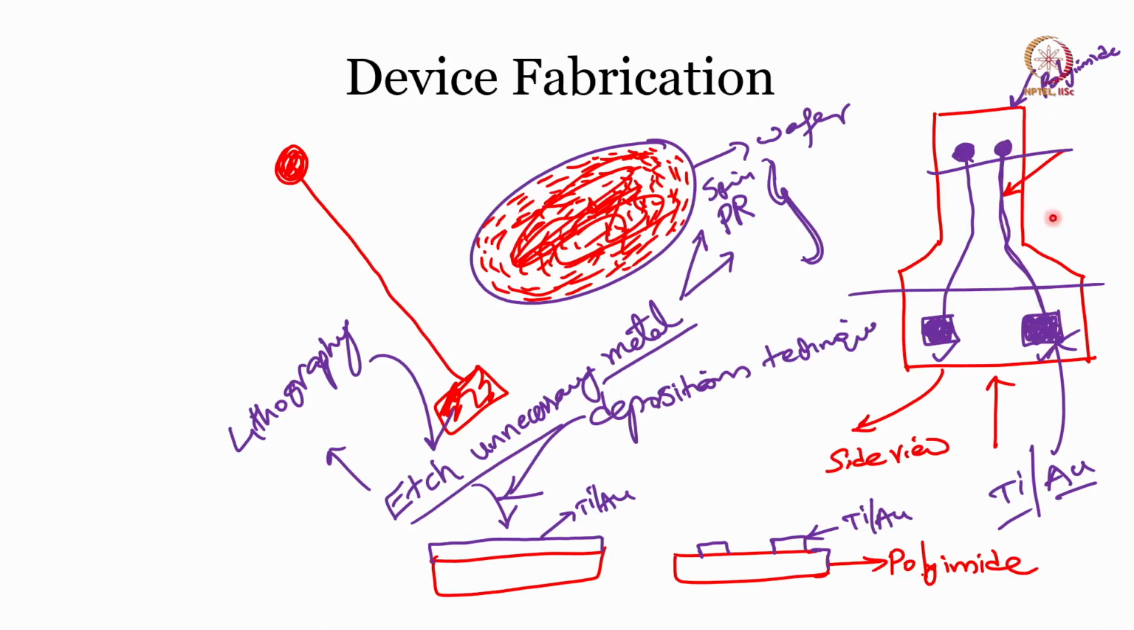So, you do not want the entire gold to be deposited everywhere. So, what you do is, initially you coat this with a photoresist, all over. Then wherever you want to deposit the metal, let me explain this in detail, let me clear this and erase this stuff.